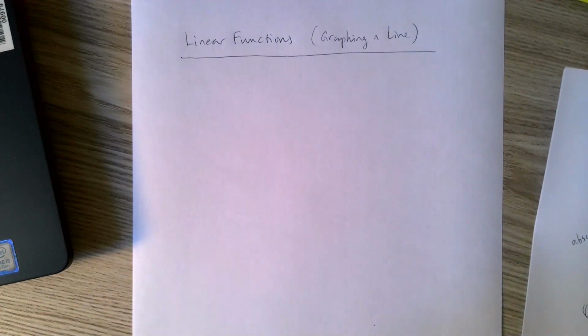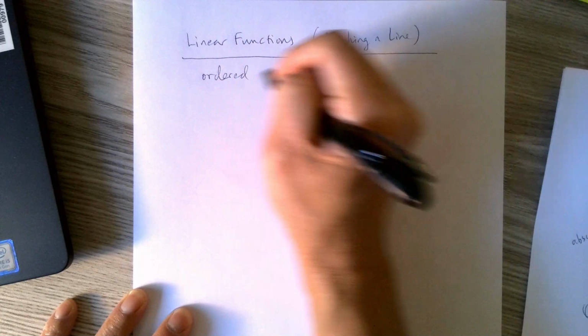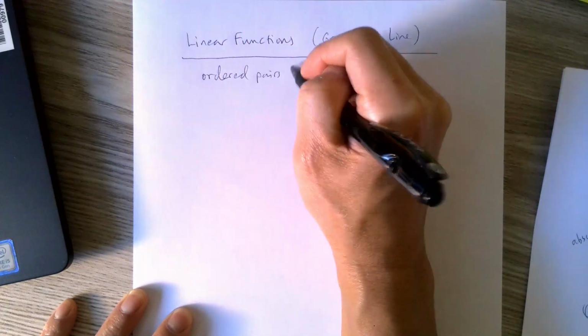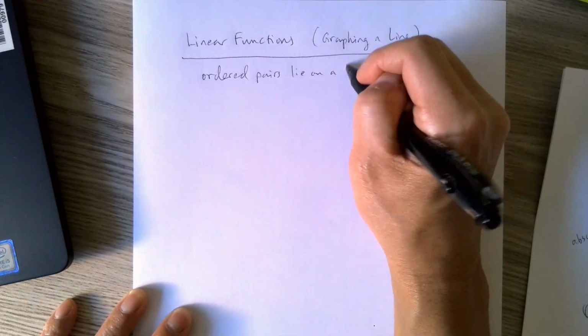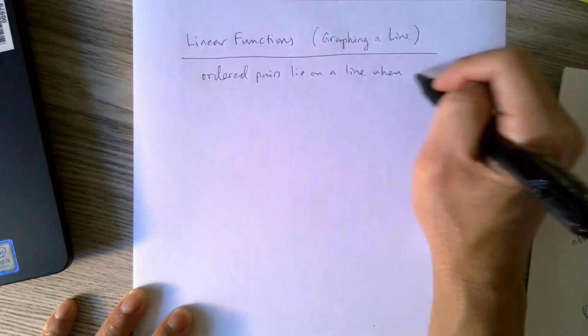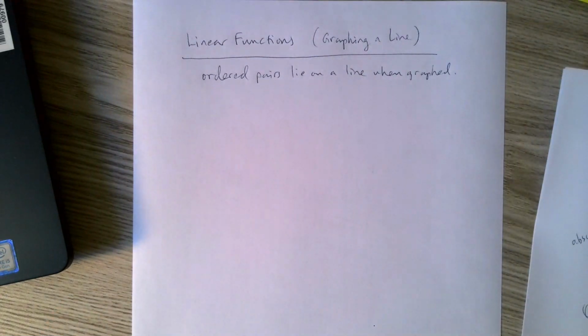Okay, so we're dealing with functions today that produce ordered pairs that lie on a straight line. So ordered pairs lie on a line when graphed. So you're going to see a lot of graphing today, you're going to see a lot of tables, and I'm going to throw out some vocabulary for you.